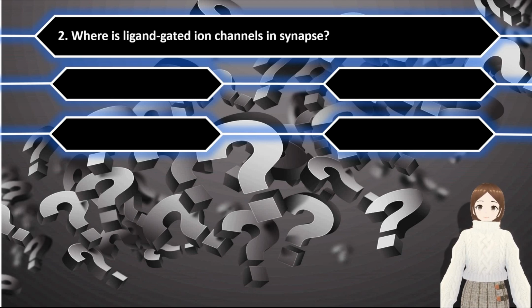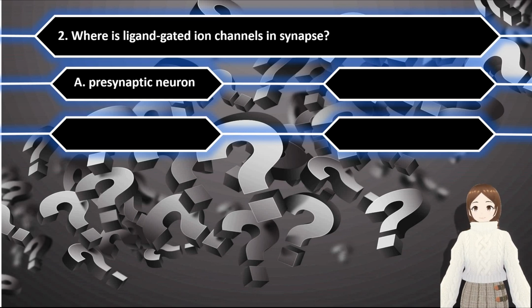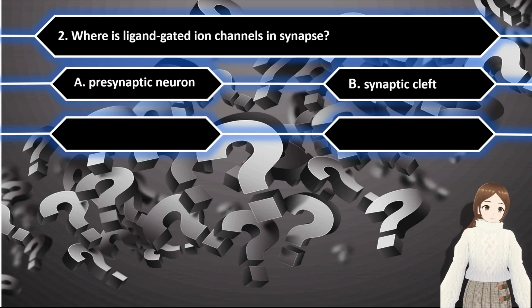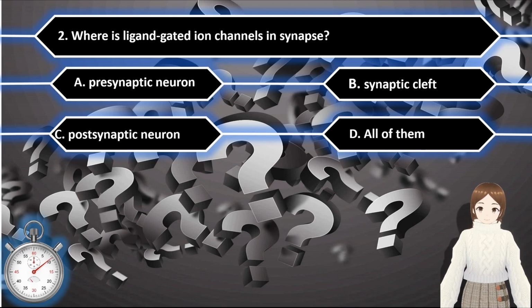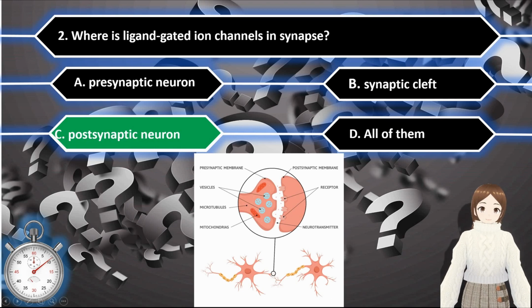Question number 2. Where are ligand-gated ion channels in a synapse? A. Presynaptic neuron. B. Synaptic cleft. C. Postsynaptic neuron. And D. All of them. You have 10 seconds. Time is over. The correct answer is C. Postsynaptic neuron.